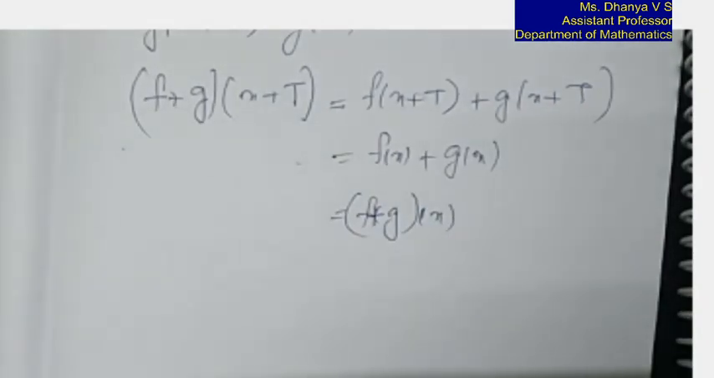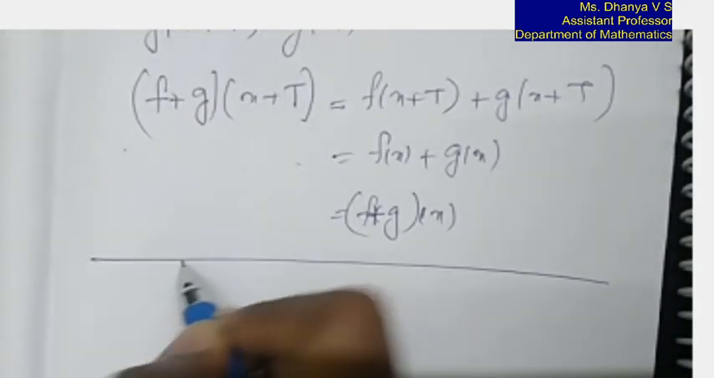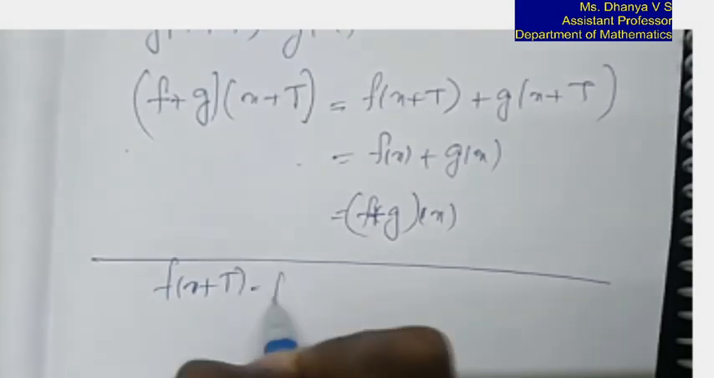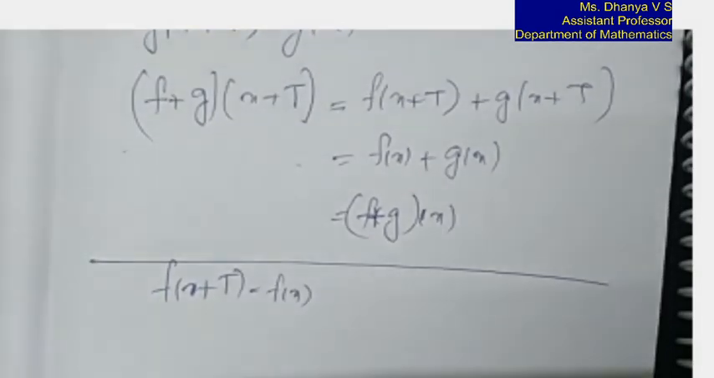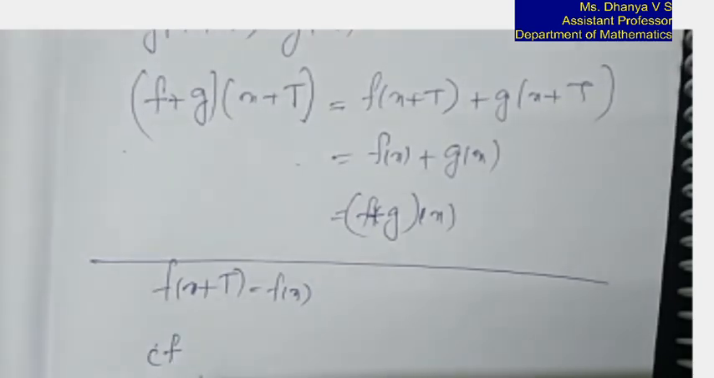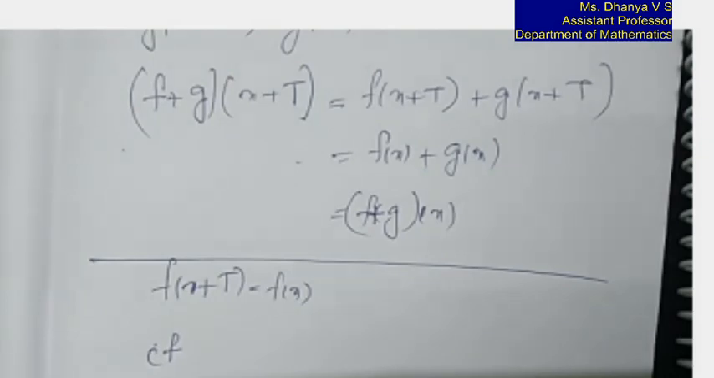So if f and g are periodic with the same period T, then f plus g is also periodic. Now suppose we have a periodic function f with period T, so f of x plus T is equal to f of x. What about a scalar multiple of this? Is a constant multiple of f periodic, that is c times f, is it periodic?